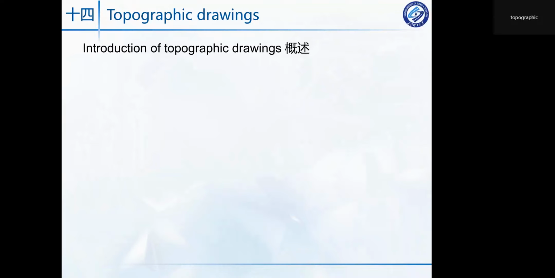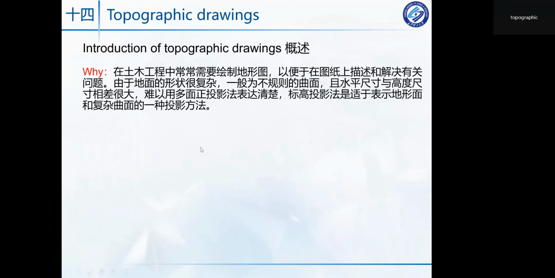Okay, so the first one is the introduction of topographic drawings. At first, the first question is why? Why do we have to use topographic drawings? Who can tell me? Who can give me an answer about this question? So why?